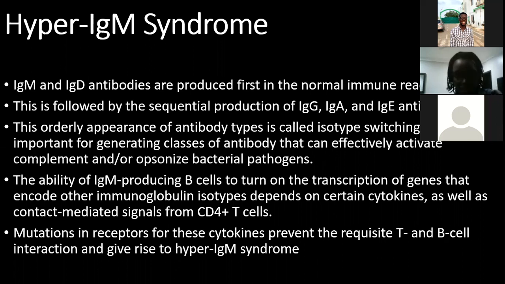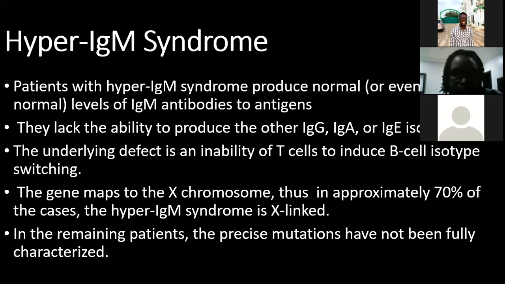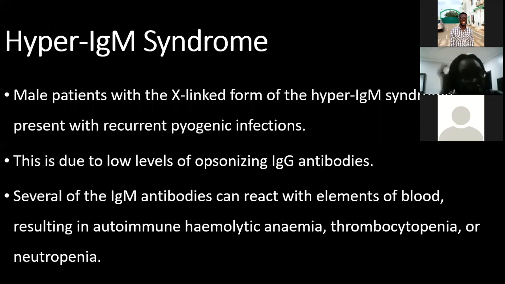So this means that you will have decreased immune responses at the mucosal surfaces because of the decreased IgA levels, then decreased antibody production because of the decreased IgG levels. Then you also have decreased allergic reaction because of the absent IgE. The gene is X-linked, and so it means that you have more males than females being affected, and they would present with recurrent pyogenic infections.